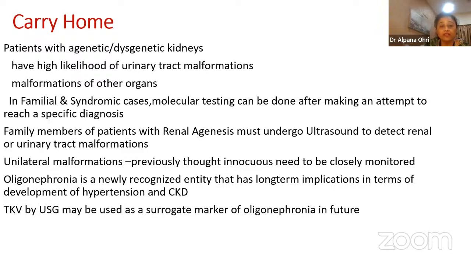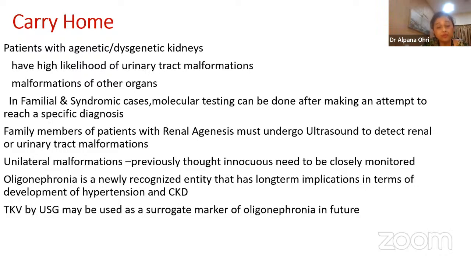The last slide, the take-home from the presentation, is that patients with agenetic, dysgenetic kidneys have a high likelihood of urinary tract malformations and malformations of other organs. In familial and syndromic cases, molecular testing must be done after making an attempt to reach a specific diagnosis on the basis of phenotype. Family members of patients with renal agenesis, dysgenesis must undergo ultrasound to detect renal and urinary tract malformations, because almost 15% of them are likely to have this, and may not know about it.